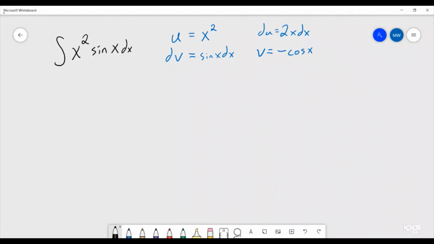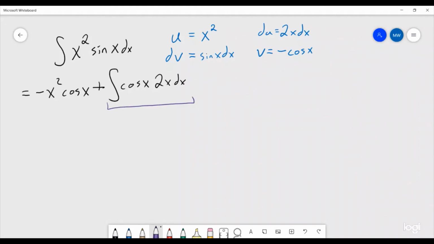So integration by parts tells us this is going to be uv, so negative x squared cosine x, minus the integral of v du, so a negative cosine of x times 2x dx. Well, this is also going to be something that we're going to have to do through integration by parts.